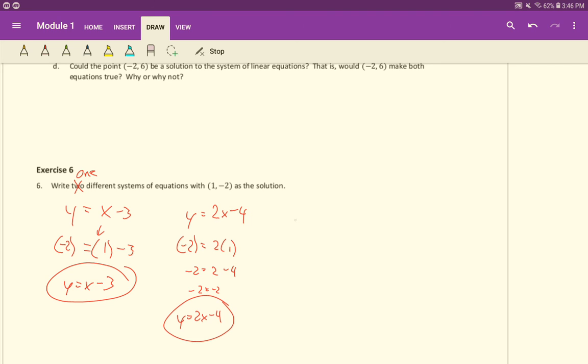Okay? And you can do the same thing. You could start with y equals 3x or y equals 4x, all these different things. Then come up with some sort of correction here that would allow you to make this point work. And that will give you a bunch of different possible equations that would create this system. So what's our system? Our system is y equals x minus 3, y equals 2x minus 4. And if you graph that, the point of intersection will be 1, negative 2.